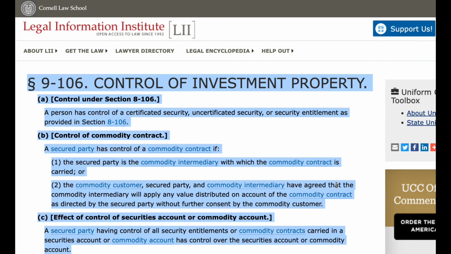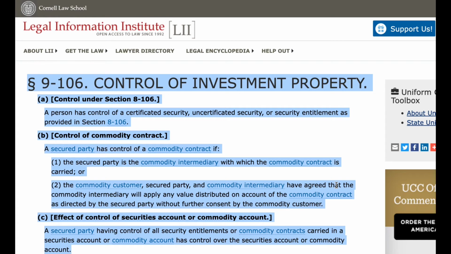Paragraph 9-106. Control of investment property. A. Control under Section 8-106. A person has control of a certificated security, uncertificated security, or security entitlement as provided in Section 8-106. B. Control of commodity contract. A secured party has control of a commodity contract if 1. The secured party is the commodity intermediary with which the commodity contract is carried, or 2. The commodity customer, secured party, and commodity intermediary have agreed that the commodity intermediary will apply any value distributed on account of the commodity contract as directed by the secured party without further consent by the commodity customer.